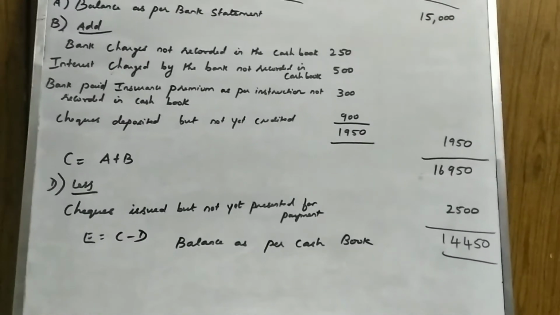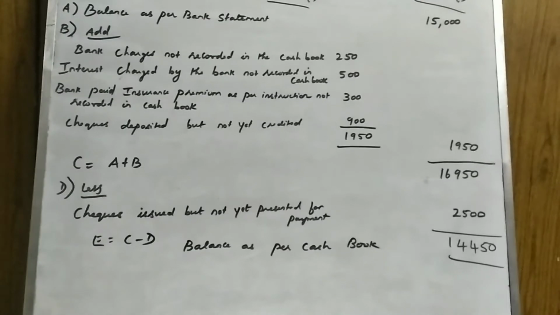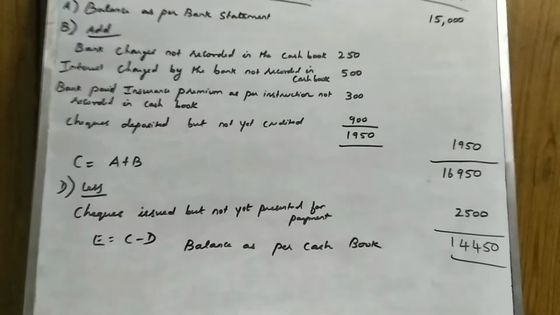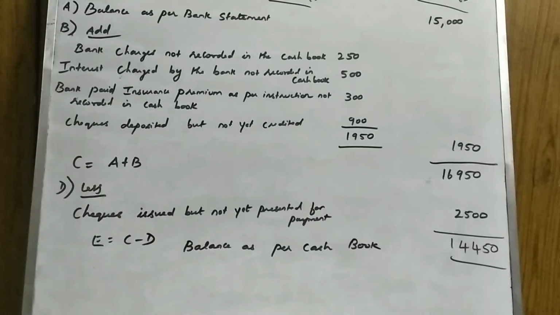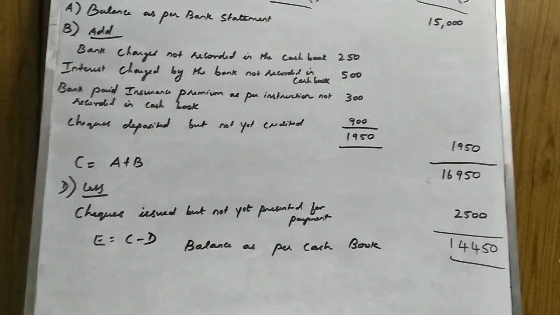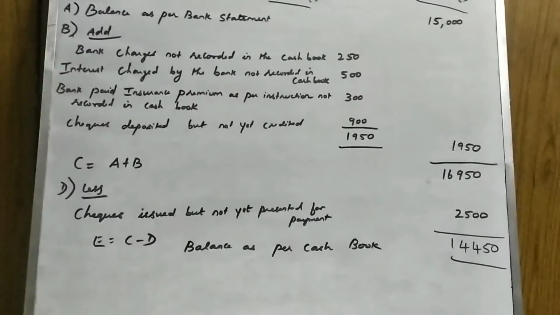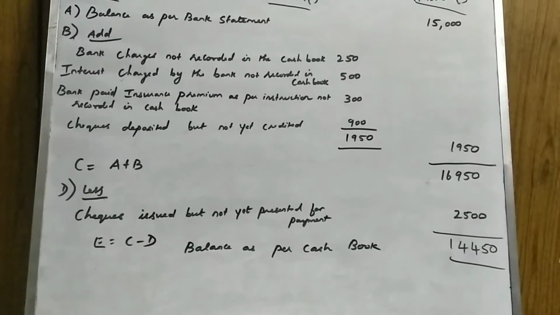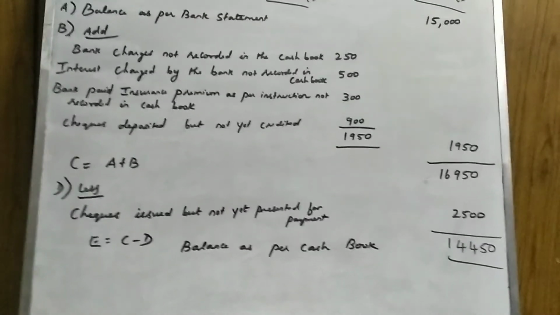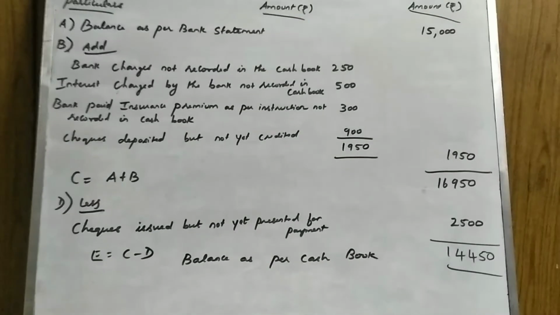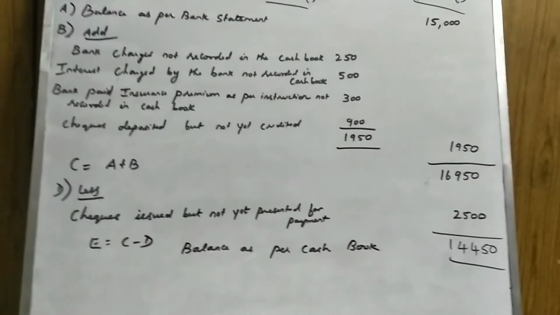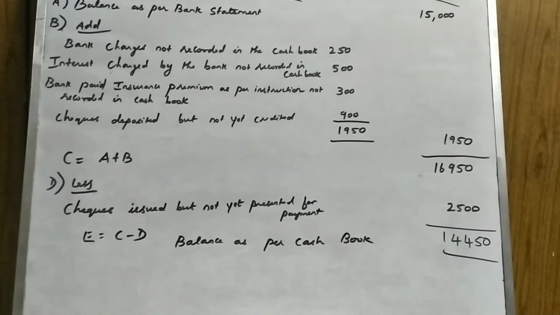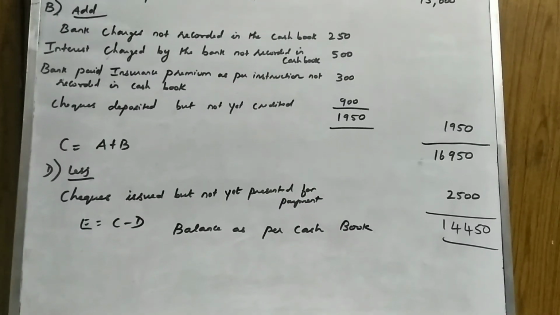The logic is the same. Only thing you need to understand is the starting point. If you start with cash book, any adjustment to be made has to be done only on the cash book side. Here in this case, we are starting with balance as per bank statement. So any adjustment to be made has to be done only on the bank balance. At last, we are arriving at balance as per cash book.